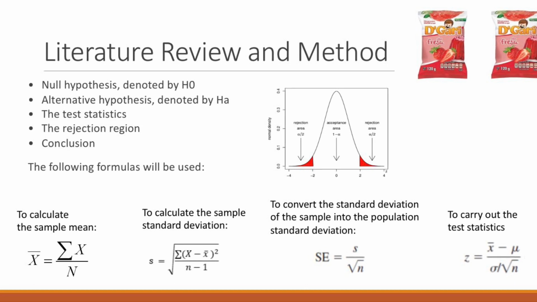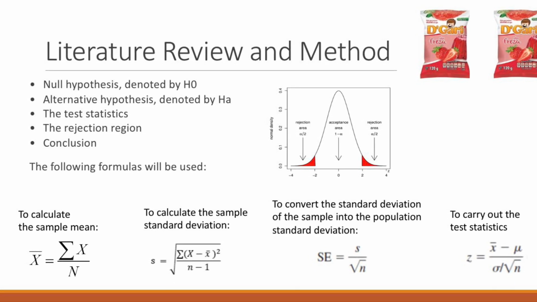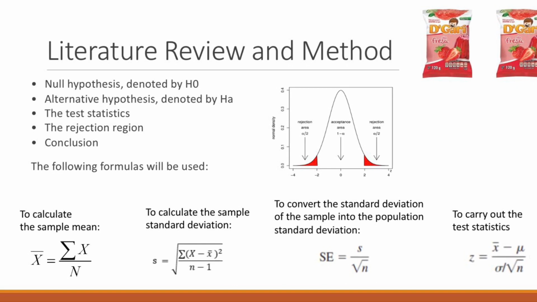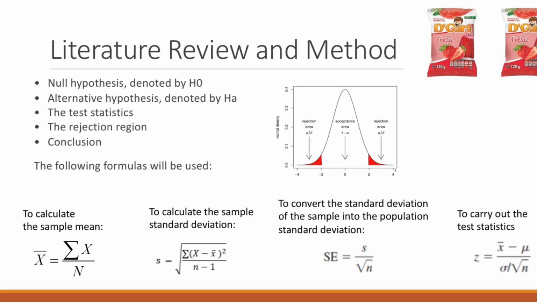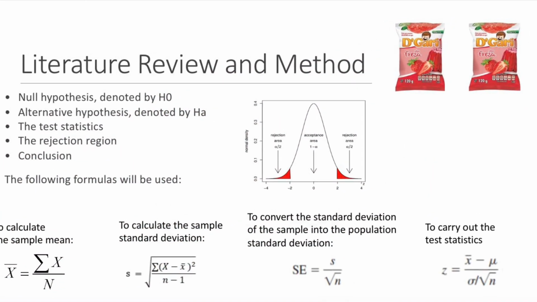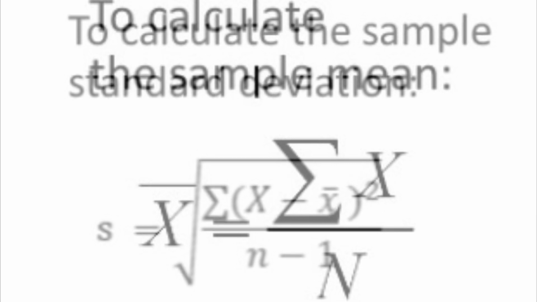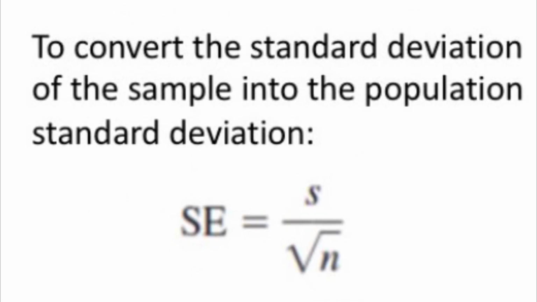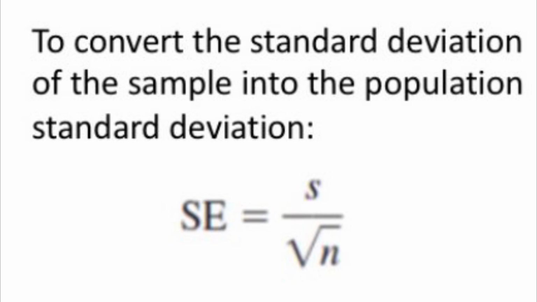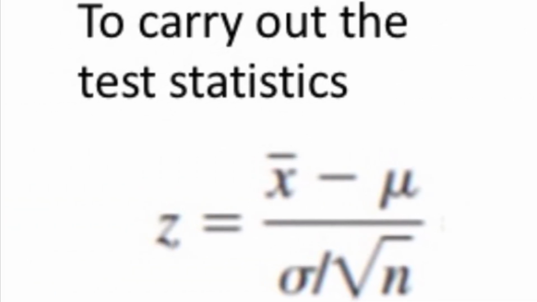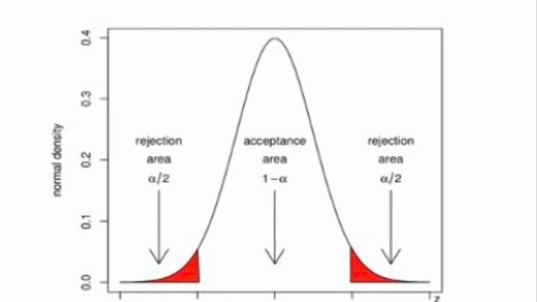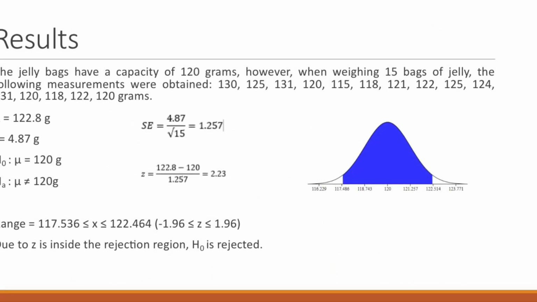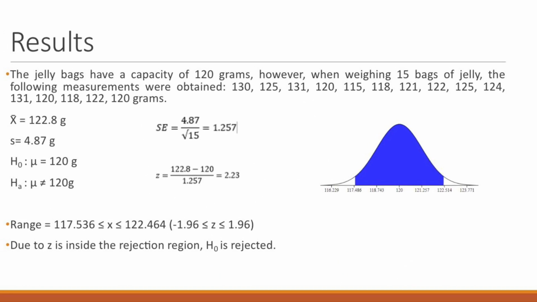Establish a null hypothesis denoted by H0, establish an alternative hypothesis denoted by HA, calculate the test statistic, determine the rejection region, and reach a conclusion on whether the null hypothesis is accepted or rejected. For this test, the following formulas and graphics will be used: to calculate the sample mean, to calculate the sample standard deviation, to convert the standard deviation of the sample into the population standard deviation, to carry out the test statistic, and this graphic is used to identify where our result is located and decide whether the null hypothesis is rejected or accepted.